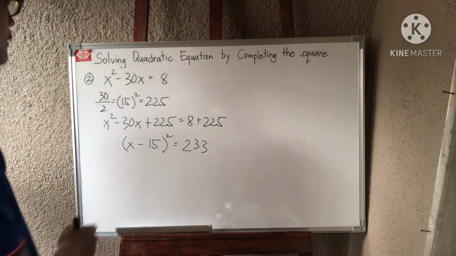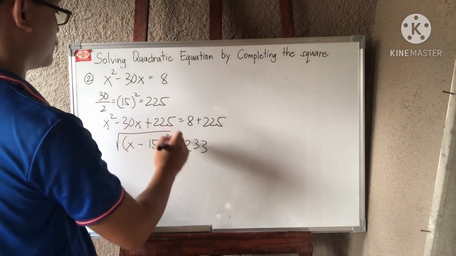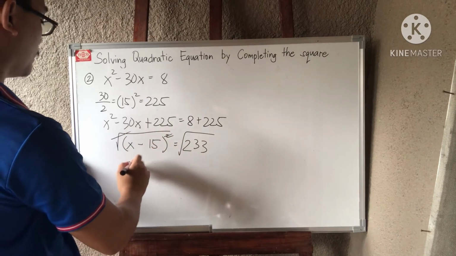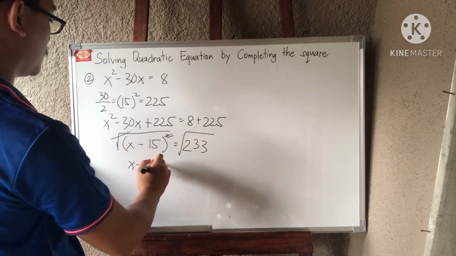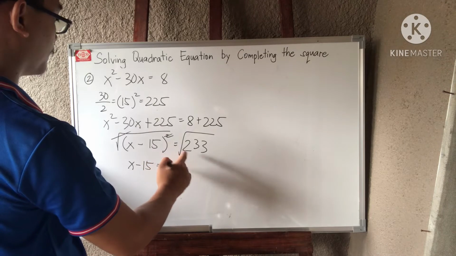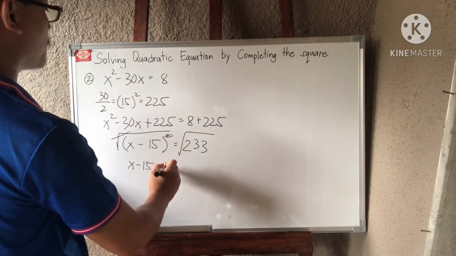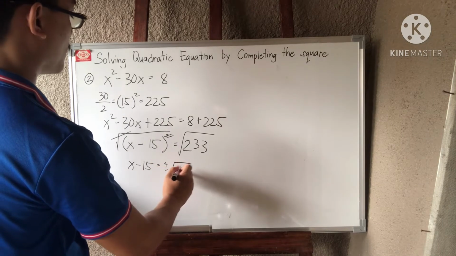Okay? Then, we take the square root both sides. Cancelling the square root sign and squared. That will give us x minus 15 equals, since 233 is not a perfect square, we will leave it as positive negative square root of 233.